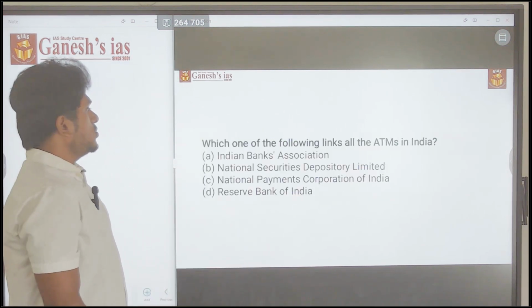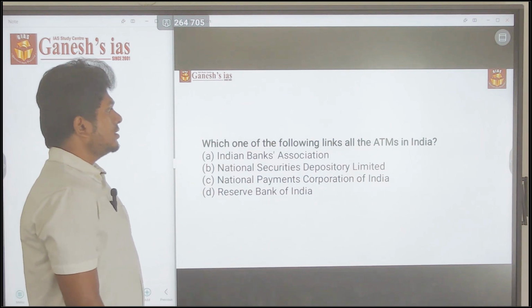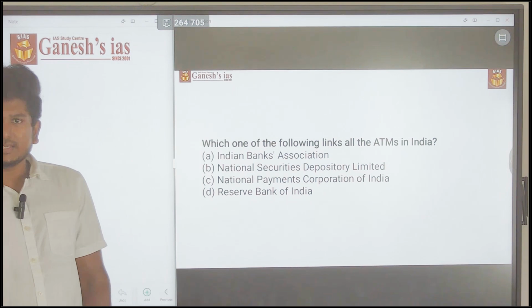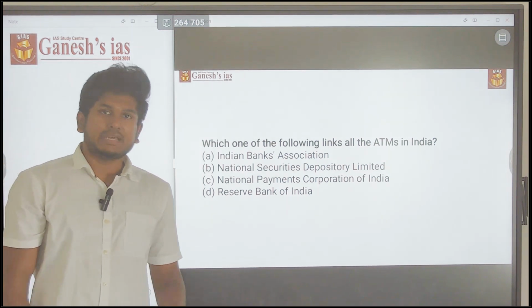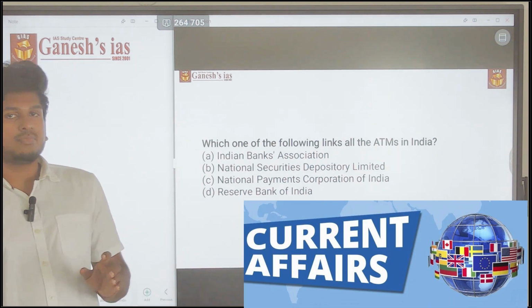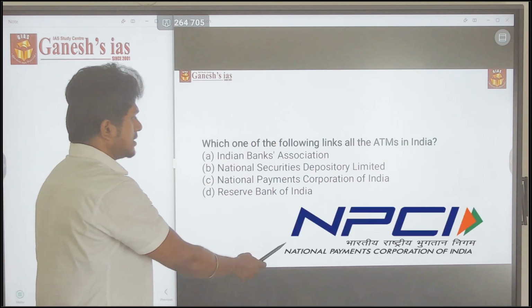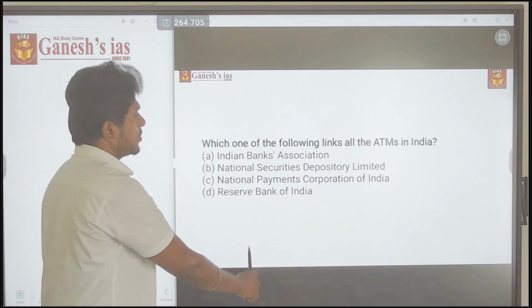Which one of the following links all the ATMs in India? See, this is one of the easiest questions. This is actually a direct current affairs question. At that time period, the NPCI was in the news. So it is actually the National Payments Corporation of India.